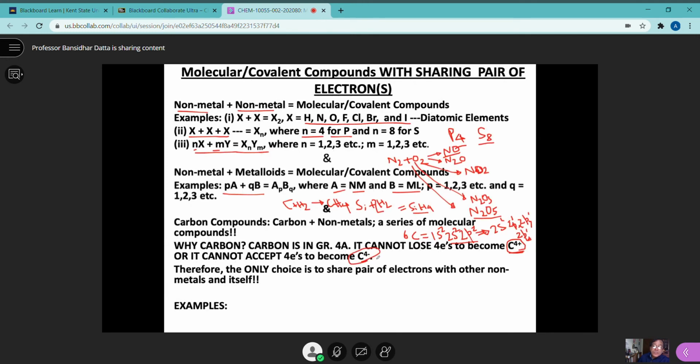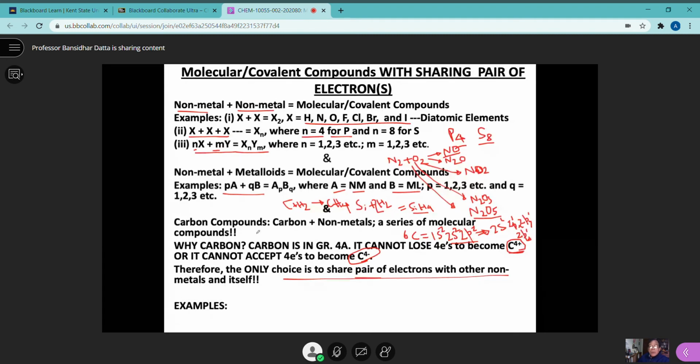So carbon has no choice. It cannot lose 4 electrons, and it cannot accept 4 electrons, because releasing 4 electrons would make it like helium, and accepting 4 electrons would make it like neon, right? But that's impossible. Therefore, it has no choice but to share pairs of electrons. And that's basically the beginning of carbon's molecular compounds.